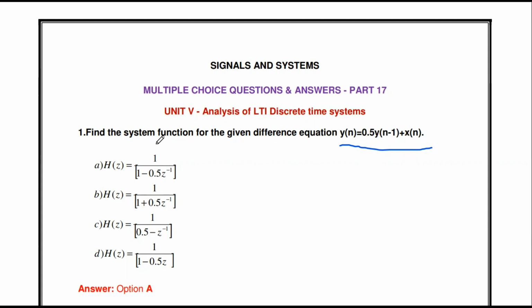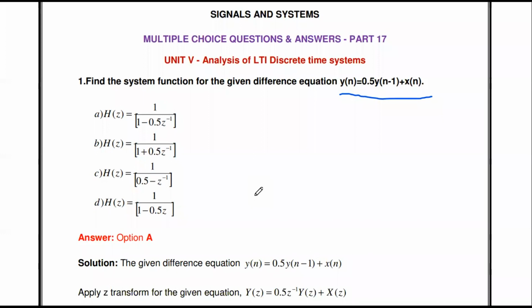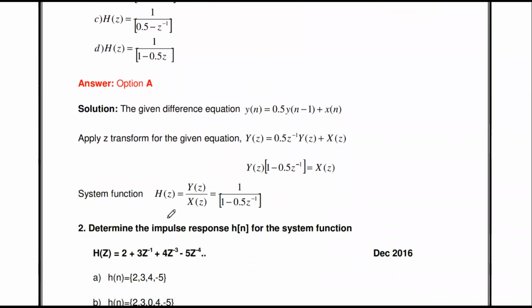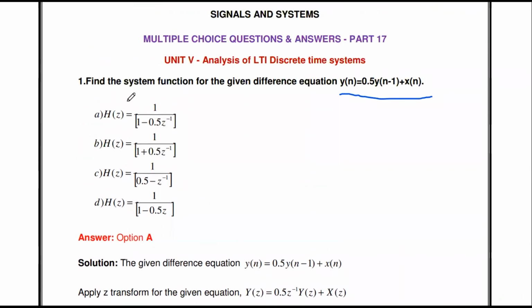So what is meant by system function? It's capital H of Z. H of Z is the ratio of the Z transform of the output divided by the Z transform of the input. Y of Z divided by X of Z, we call it H of Z. This H of Z is said to be the system function or transfer function. So we have to find the system function for this system equation.